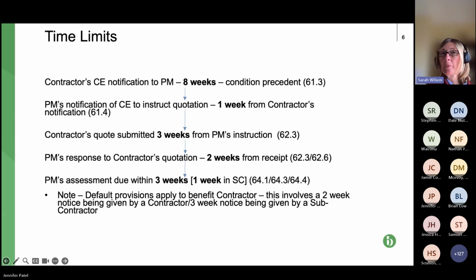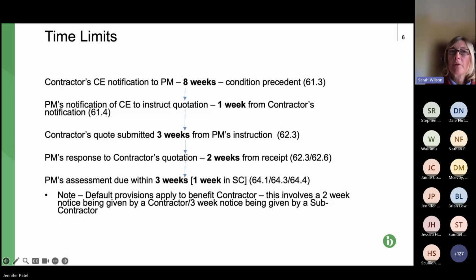It hasn't responded within the 1 week, the 2 weeks, the 3 weeks, whichever one applies. That's a breach of contract. And of course, if you remember, we looked at that compensation event 18 under clause 60.1.18, which is a compensation event where there's a breach of contract by the employer or the client.